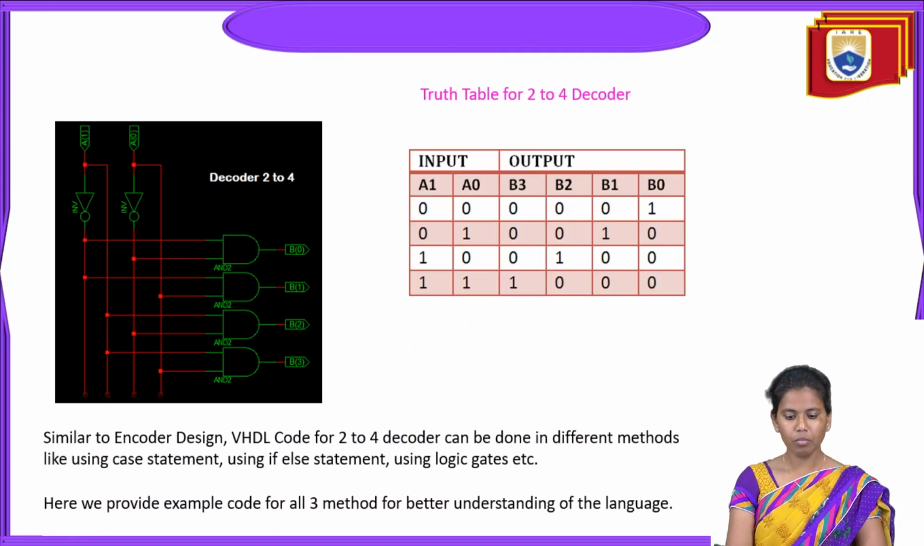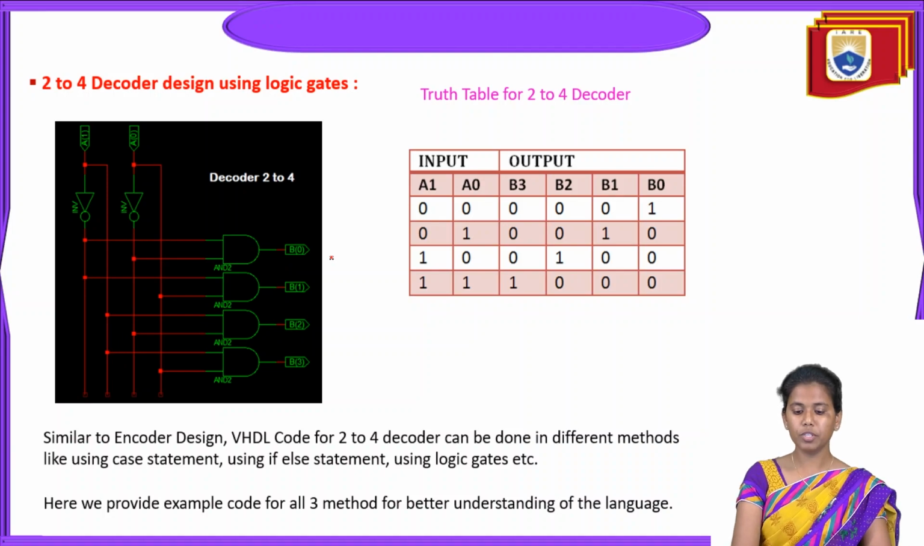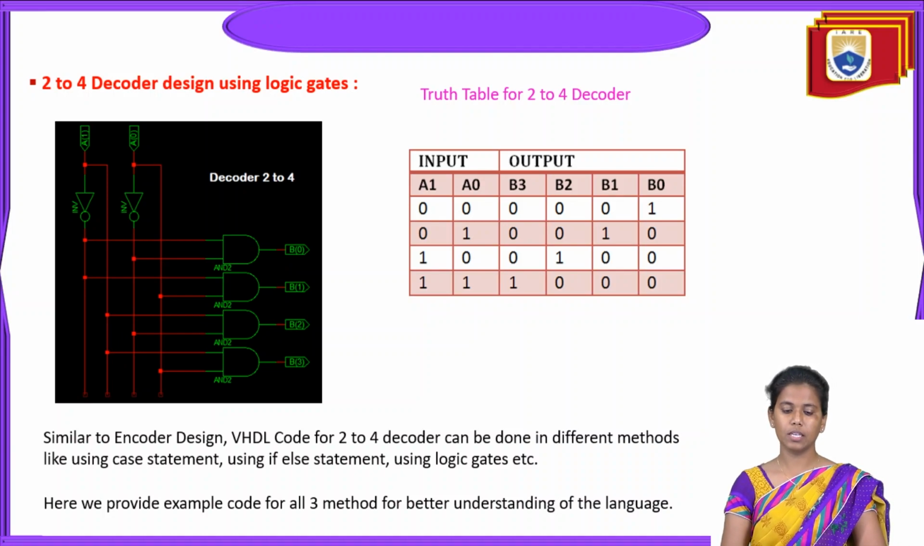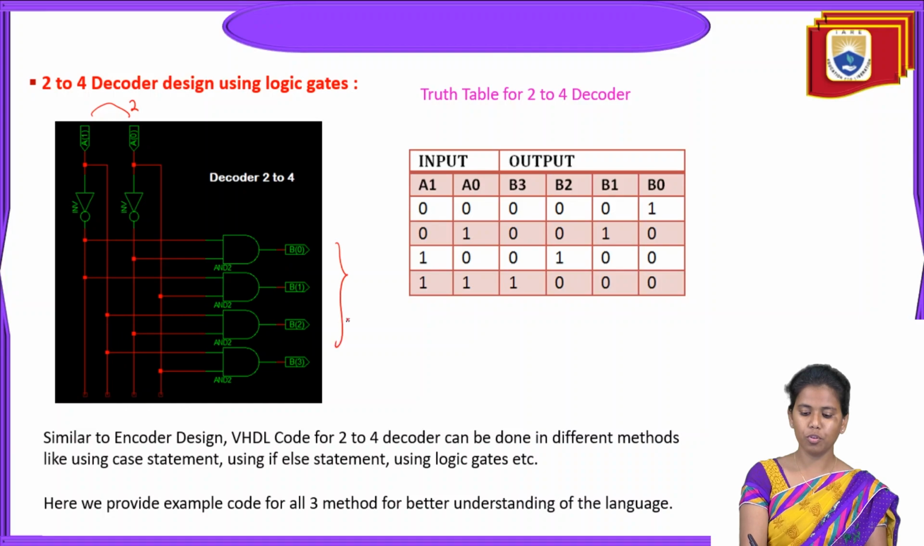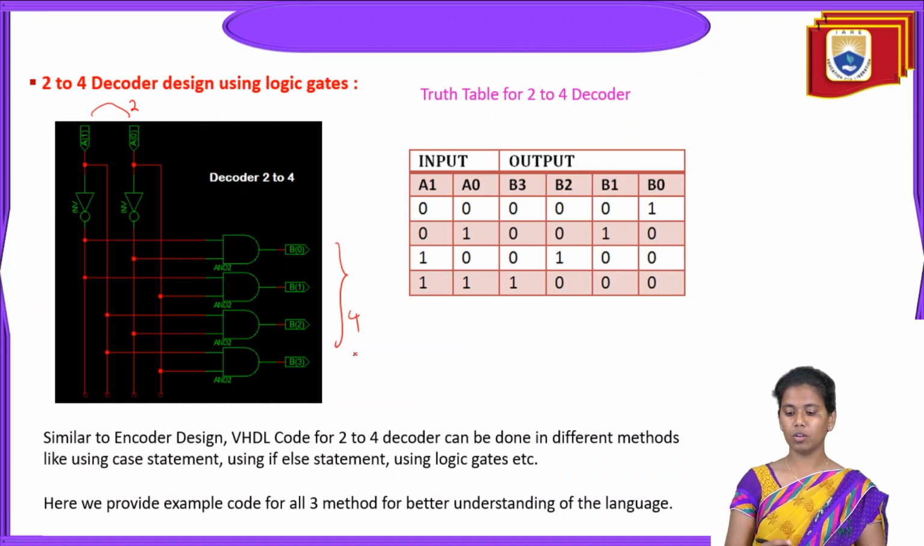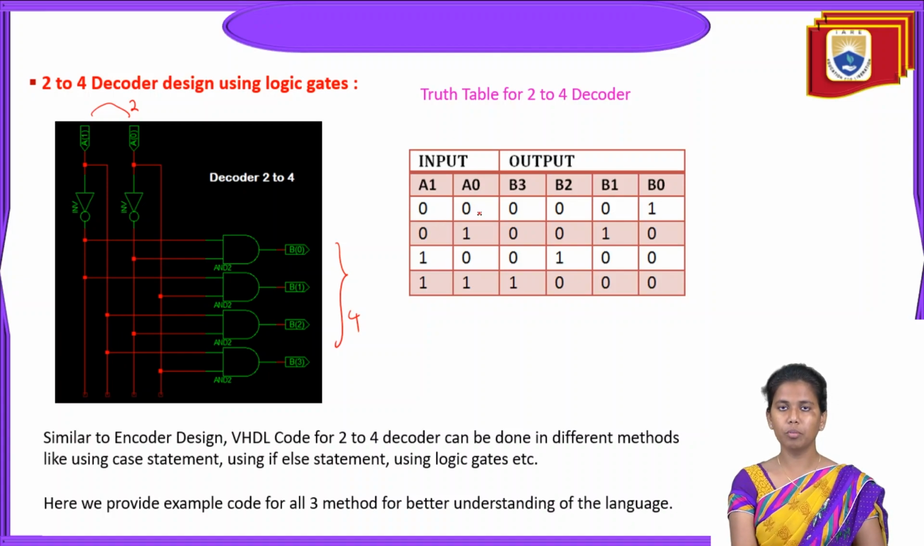Now, we will see the truth table for this decoder. So the 2 to 4 decoder, the truth table or its logical design goes with this. Here is the decoder design as 2 to 4, right? These are the 2 inputs and these are the 4 outputs. Now if you observe the truth table, here I have the inputs A0, A1 and the outputs B0, B1, B2, B3, right?